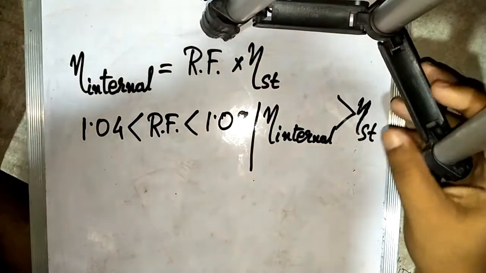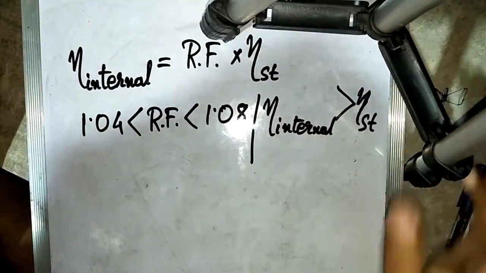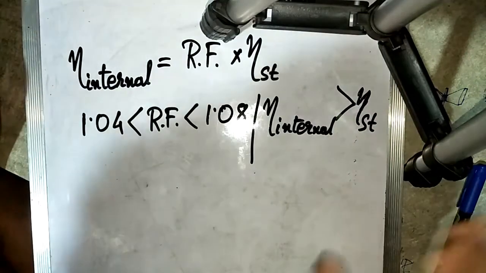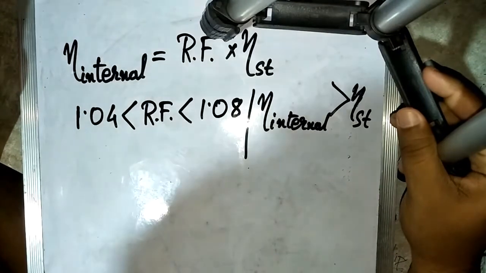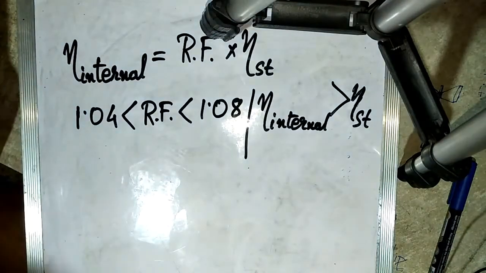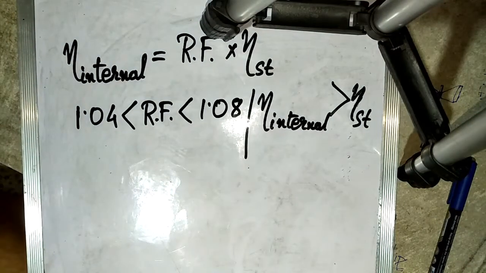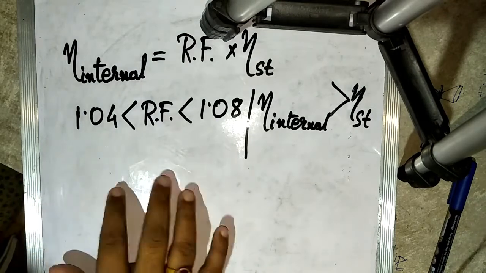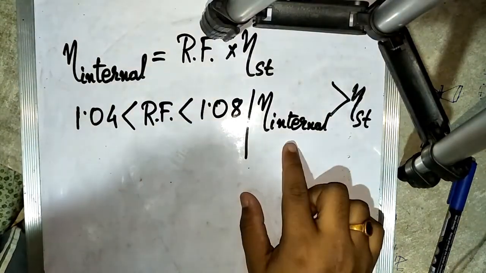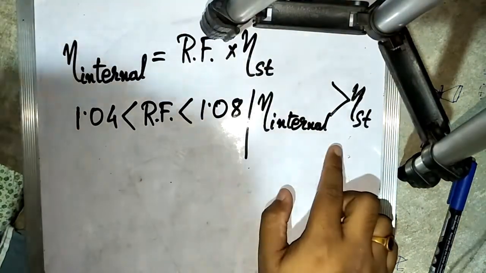So we can write that the internal efficiency equals the reheat factor into the stage efficiency. Since the reheat factor lies between 1.04 and 1.08, we can say that due to the divergence of the constant pressure lines, the reheat factor is greater than unity. So also the internal efficiency must be greater than the stage efficiency.